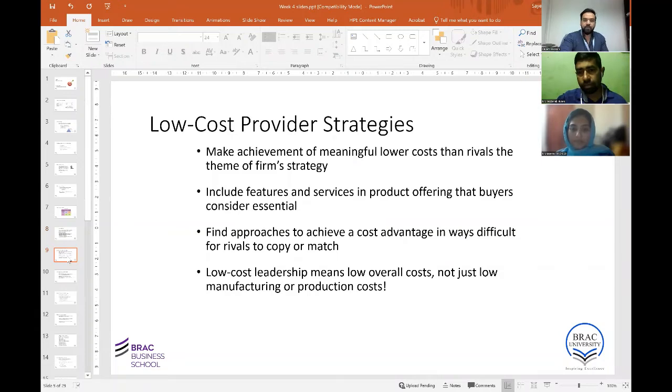Now, next comes, with low cost provider strategies, there are a few other things, like make achievement of meaningful lower cost than rivals. The theme of firm strategy include features and services in product offering that buyers consider essential. Find approaches to achieve a low cost advantage in ways difficult for rivals to copy or match. Low cost leadership means low overall cost, not just low manufacturing or production cost. So these are some of the steps that could be adopted in order to become a low cost provider.